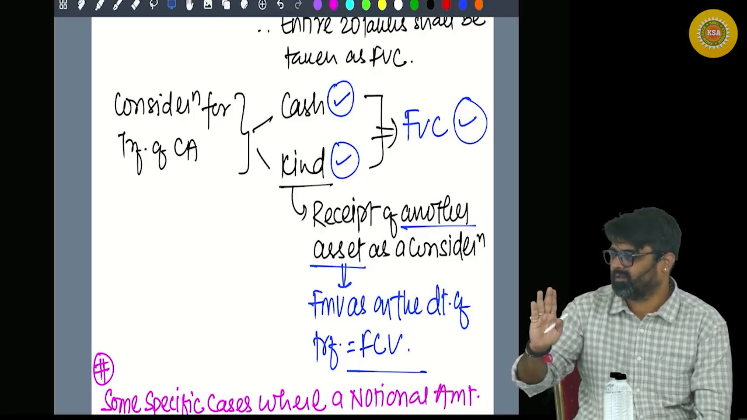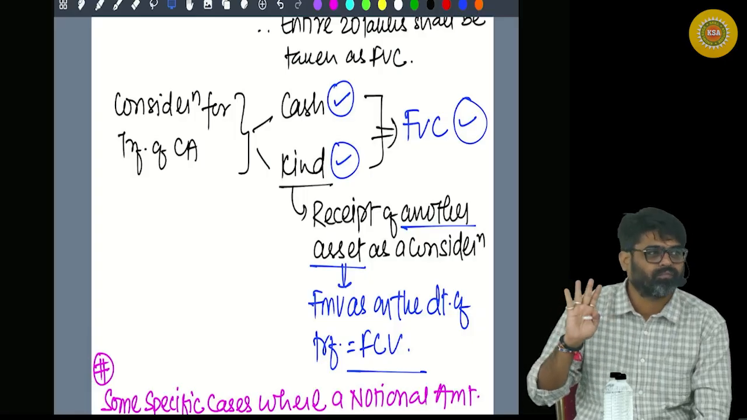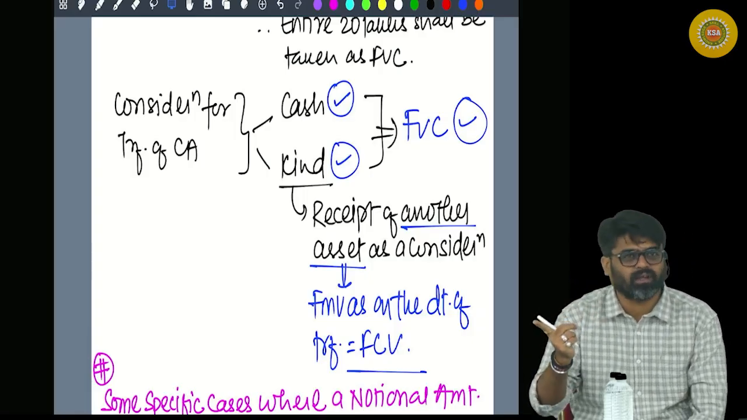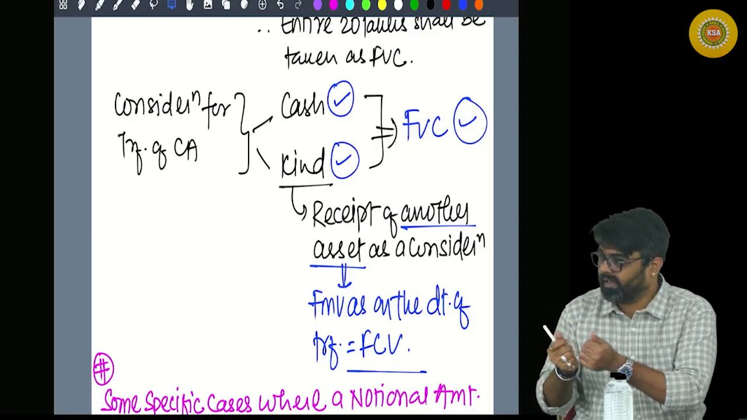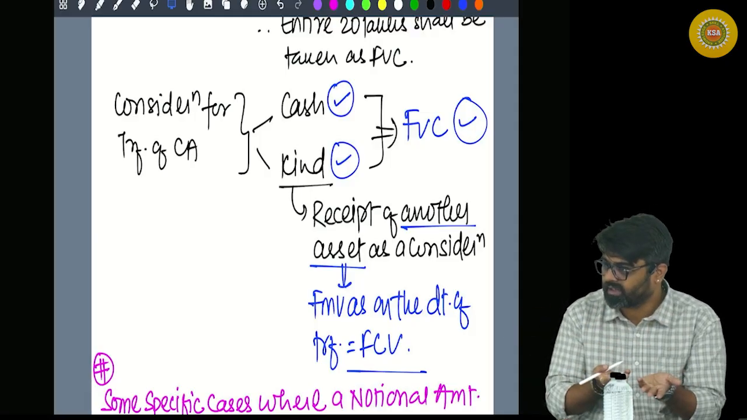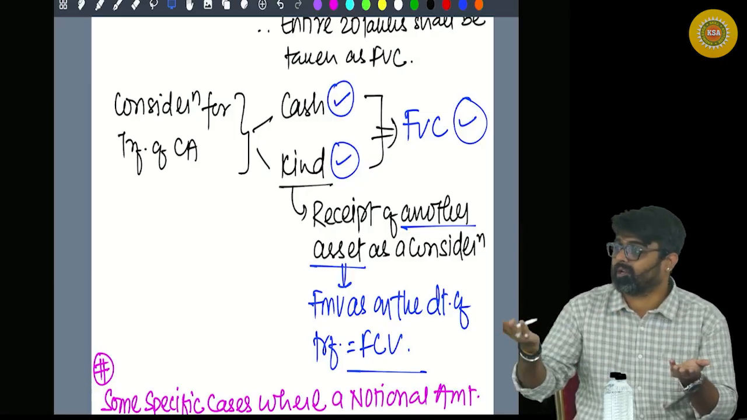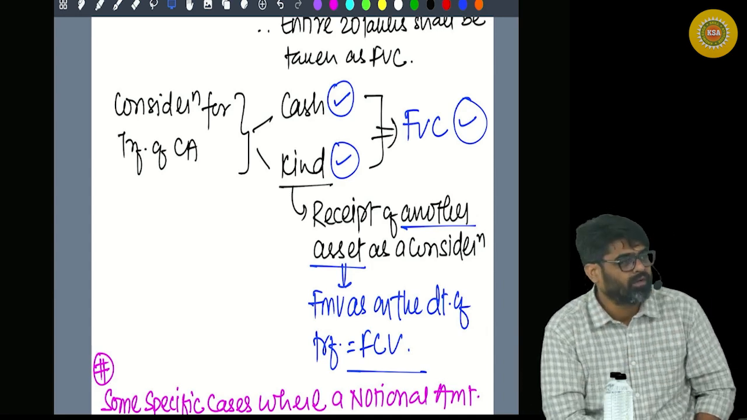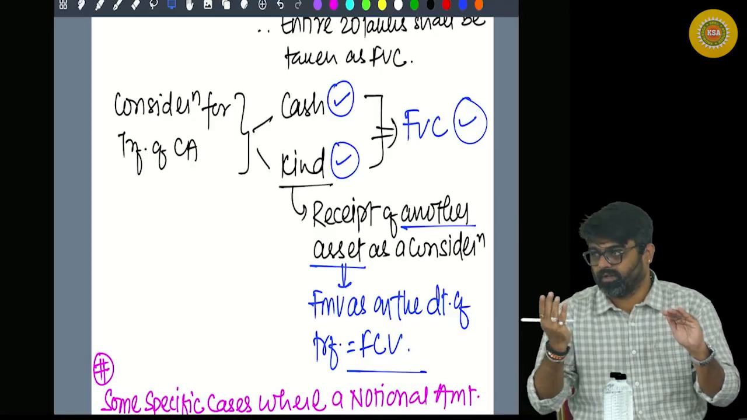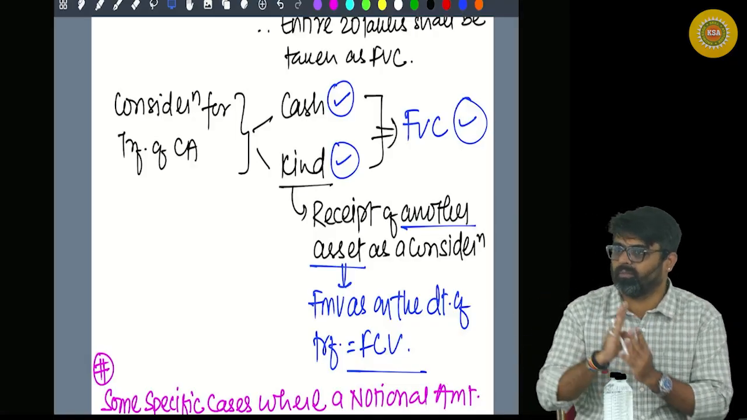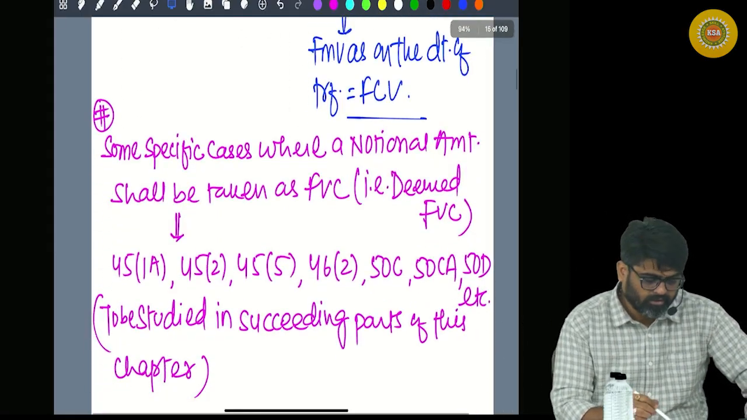Apply some logic. For transfer of your capital asset, what are you receiving? What is receivable? Money, that will be your full value of consideration, or some asset, then the fair market value of that asset will be your full value of consideration. Sometimes partly you receive money and partly you receive an asset. So both the things taken together will be your full value of consideration. Will you remember this? Now read this part.